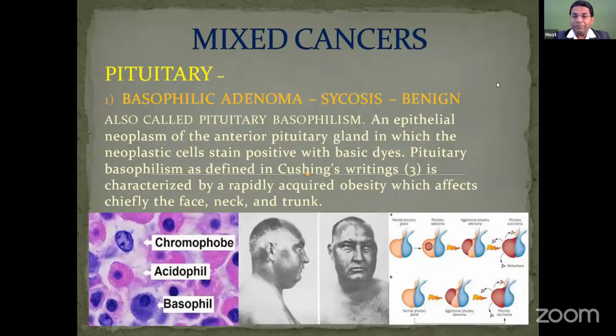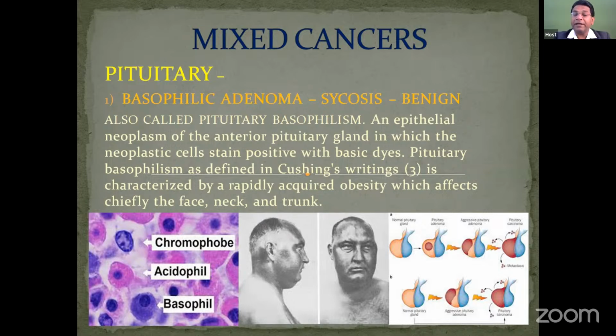We will see one by one what is basophilic adenoma, eosinophilic adenoma, and chromophobe क्या होता है. So basophilic adenoma is also called pituitary basophilism, an epithelial neoplasm of the anterior pituitary gland. So it arises in the anterior pituitary gland, in which the neoplastic cells stain positive with basic dyes.